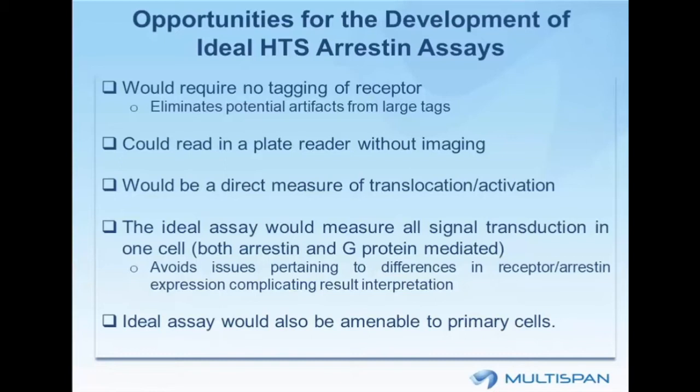And the ideal assay would measure all signal transduction in one cell, so both arrestin and G protein mediated. That way it would avoid issues pertaining to differences in receptor and arrestin expression from cell type to cell type. It would avoid differences in other internal signaling ingredients in that cell, which also would complicate interpretation if you do it in two different cells. So that's why if you measure everything in the same cell, you can compare apples to apples versus apples to oranges. So the ideal assay would also be amenable to primary cells.